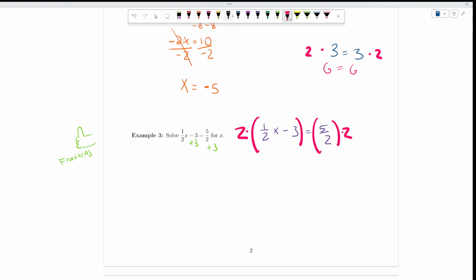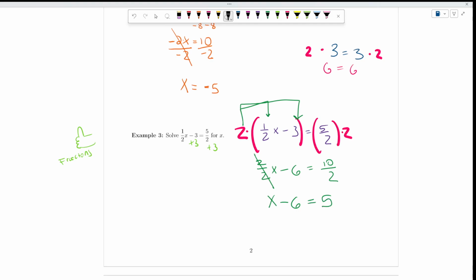So I'm going to multiply by 2, and hopefully you remember your distributive property, right? Distributive property means I want to distribute that operation into everything, which means 2 times 1/2 are going to cancel each other out. 2 divided by 2x, 2 minus 6, right? 2 times 3 is 6, is equal to 5 times 2 is 10. Divided by 2, I can now reduce this, cancel out. 2 divided by 2 is 1, I just have x, minus 6 is equal to 5.